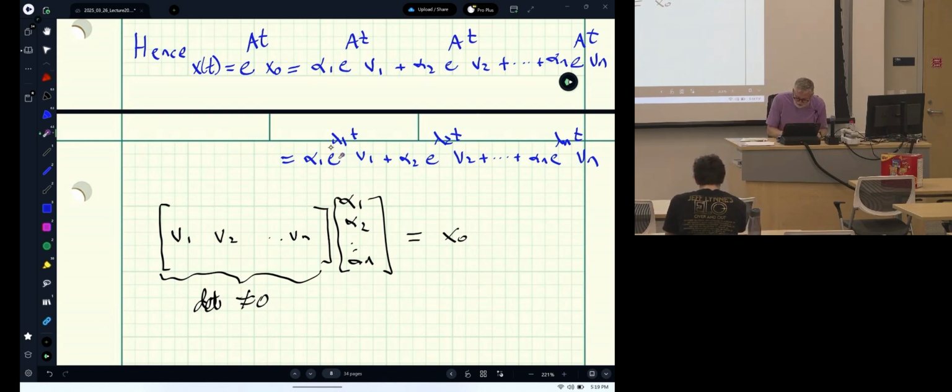If this is negative, this is negative, this is negative, all of the eigenvalues are negative, then the solution decays to 0 for any initial condition. It doesn't matter. If this is negative, I don't care what alpha is. The limit is 0, okay? V sets directions, this sets amplitude. This is amplitude, this is amplitude. So that's how I think about solutions of linear differential equations.